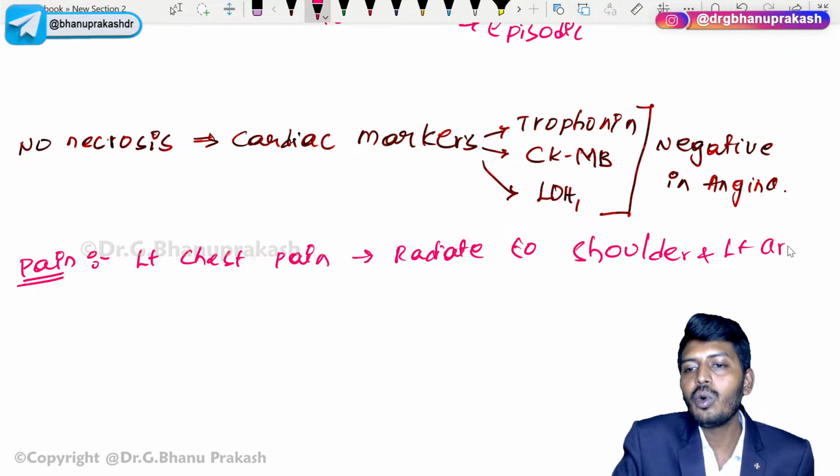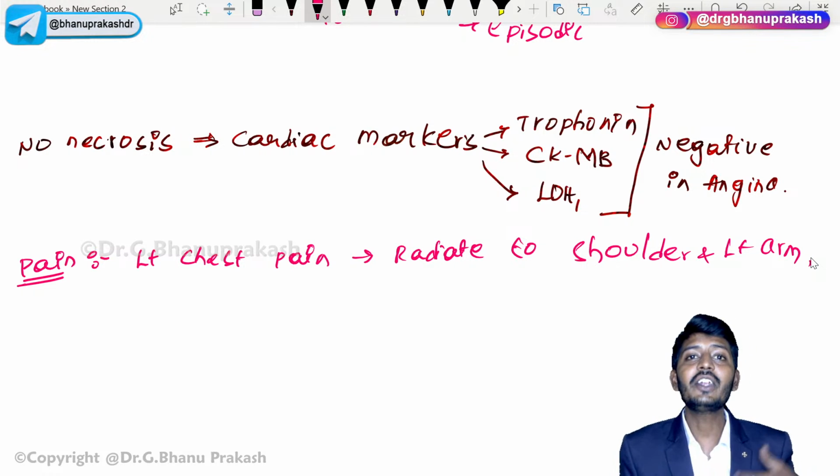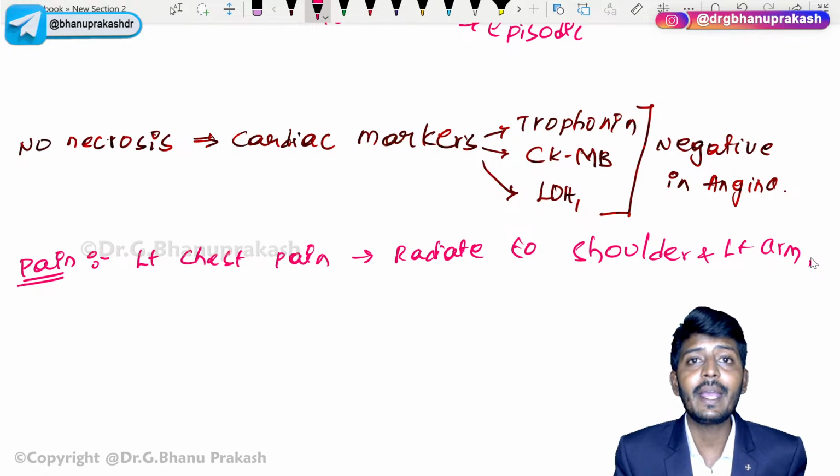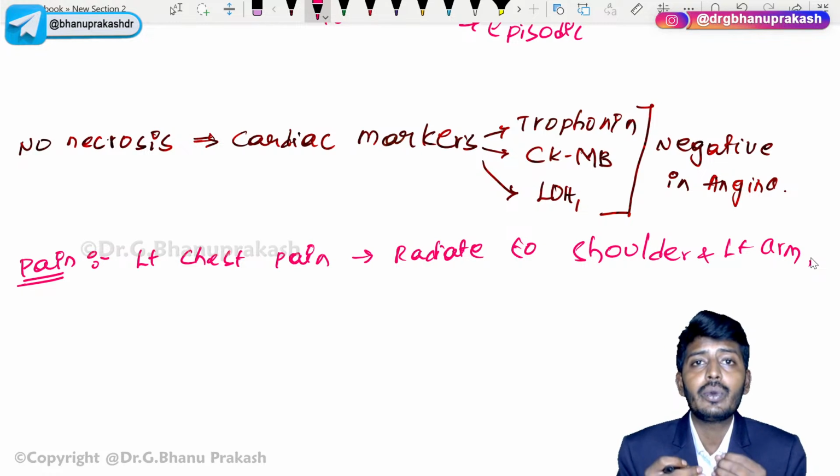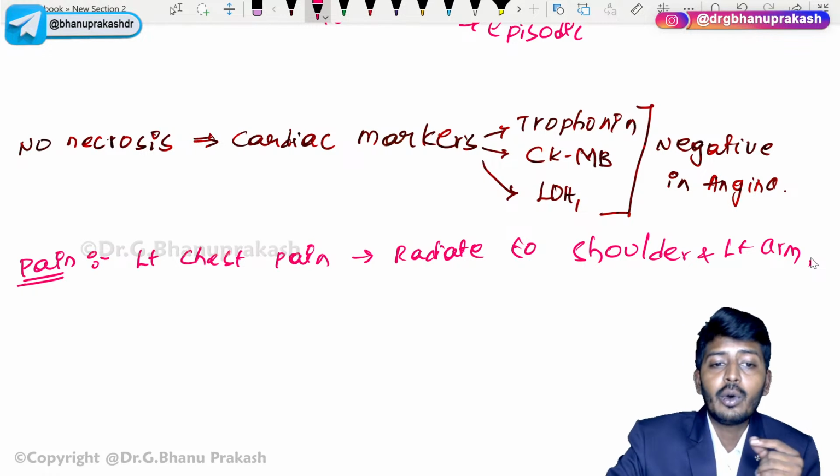Now there is no rule that it will always radiate to the hand. So if a patient comes to you with chest pain, the first and most important thing you need to do is understand the characteristics, then do an ECG and rule out the cause of the chest pain. That is the most important thing.